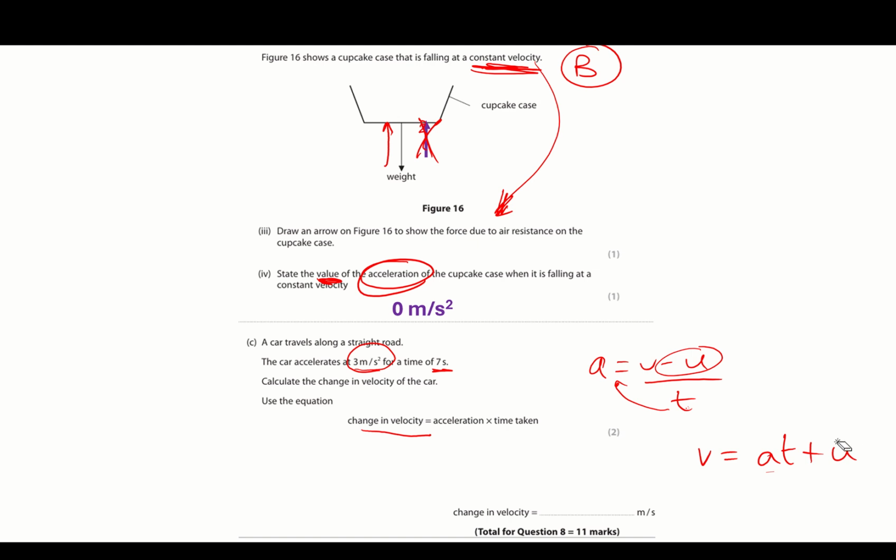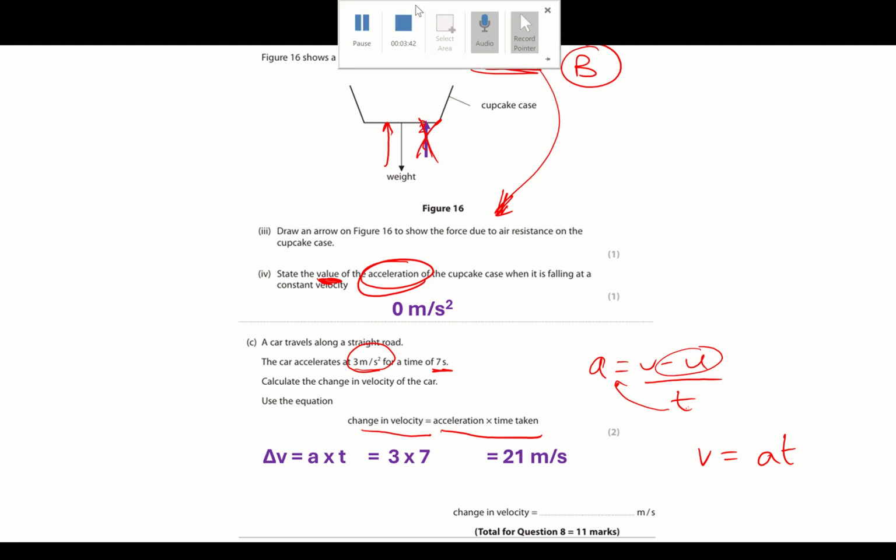And because there's no initial velocity, it becomes v equals at. But all you've got to do is follow exactly what it says. a times t. Multiply those numbers together. 21 meters per second. But I've just tried to explain it with a bit of maths on the side.